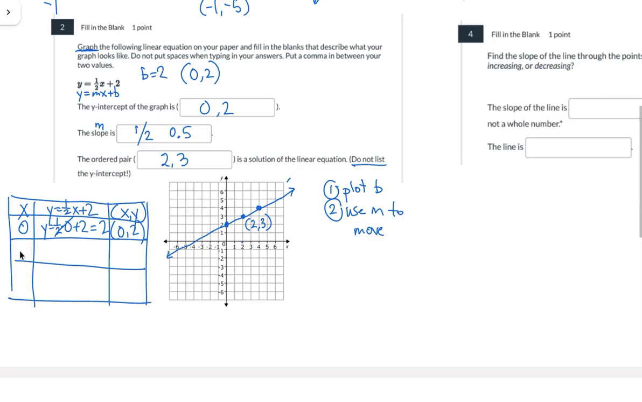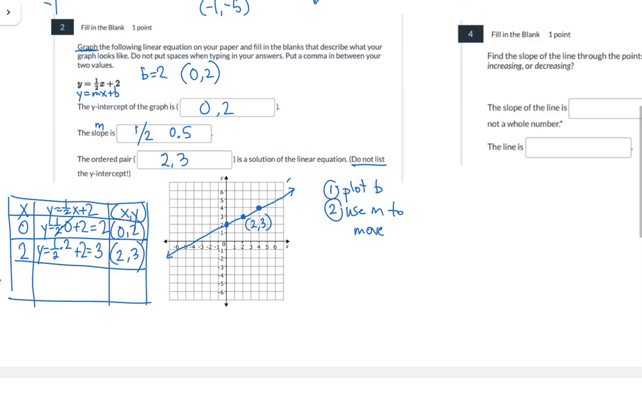Now I'm going to pick another number. Because I see this half right here, I'm going to look to the denominator and choose a number that is divisible by 2 so I can get this to be a whole number. So I'm going to choose 2. I'm going to say y equals 1/2 times 2 plus 2. So 1 times 2 is 2, divided by 2 is 1. So I have 1 plus 2 gives me 3. So I have (2, 3), and that is that point right there.